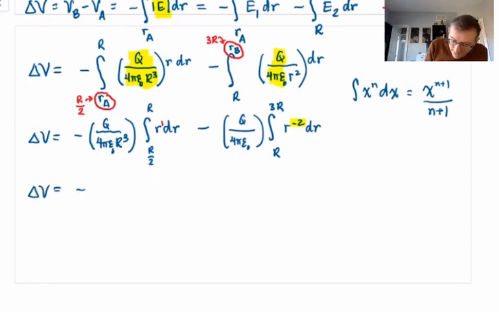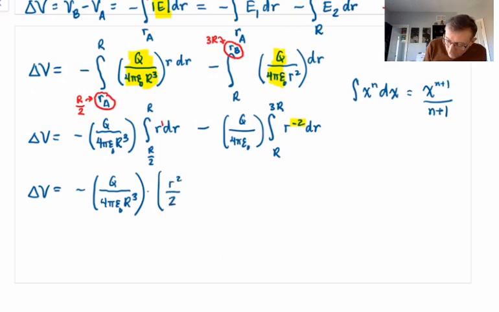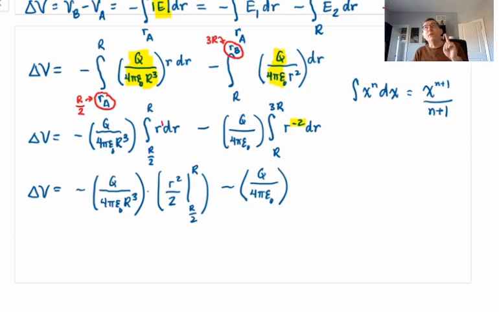Do them one by one and slowly. So negative q over 4 pi epsilon 0 big R cubed. Okay, then for the integral I get little r squared over 2. And then there are the limits. All right, then minus q over 4 pi epsilon 0. Okay, the second integral will be r to the minus 1 power over minus 1. That's this, minus 1 over r, between big R and 3 big R.